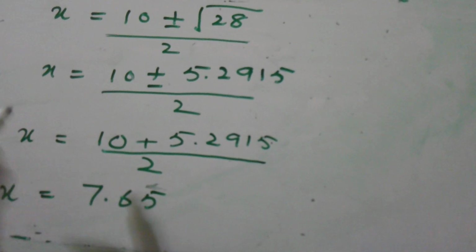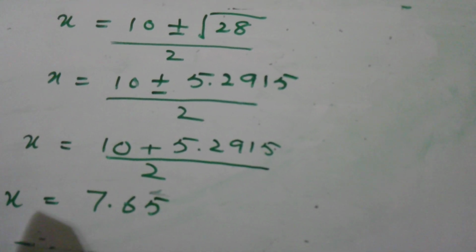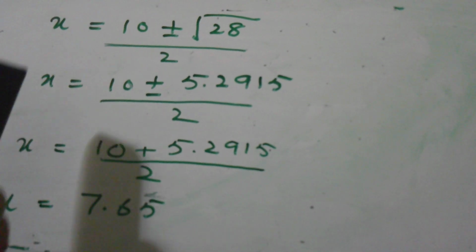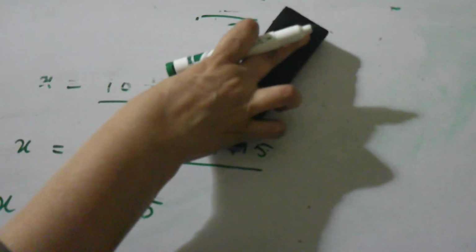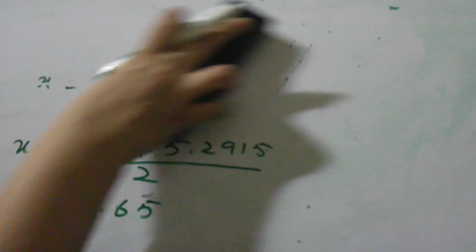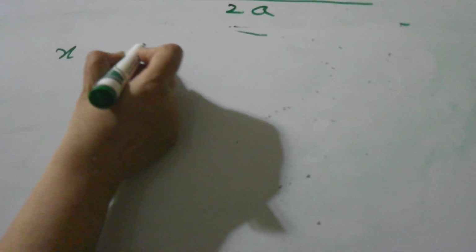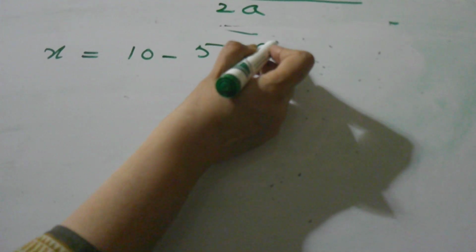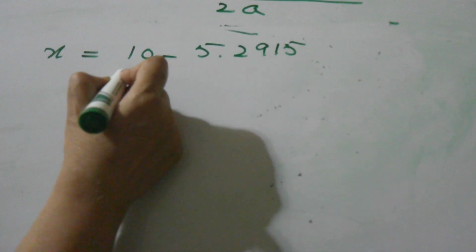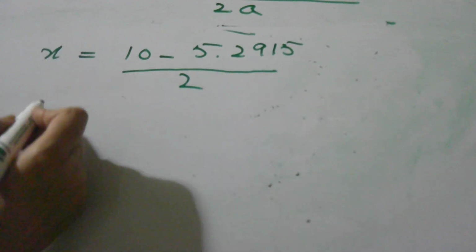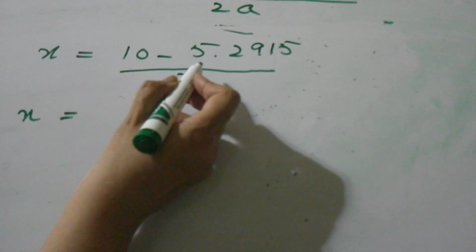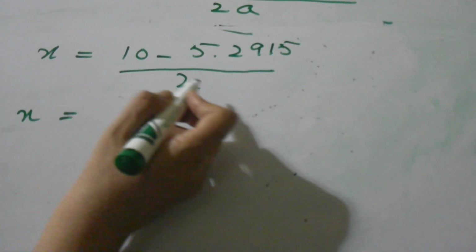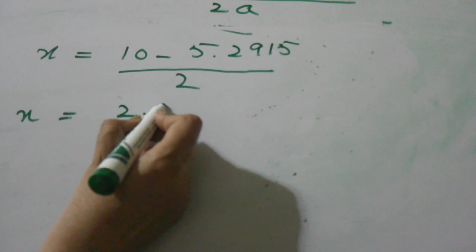There is no space here, so I am writing some steps here, then you can understand how to find the answer with the minus sign. So x is equal to (10 − 5.2915) / 2. 10 minus 5.2915 divided by 2, the answer will be 2.35.